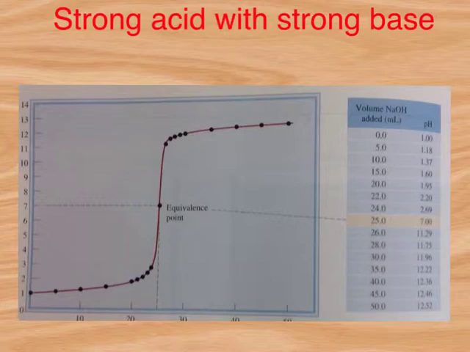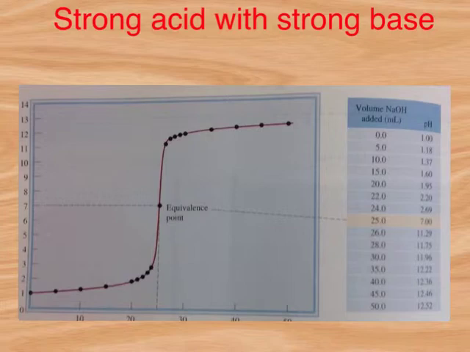Okay, but what do you notice? The equivalence point of a strong acid with a strong base is a pH. This is pH, by the way, on this side here. I should have not cut that off. pH, and down here is milliliters of base added, so milliliters of NaOH. What you notice with a strong acid and a strong base is that the equivalence point is always going to be 7.